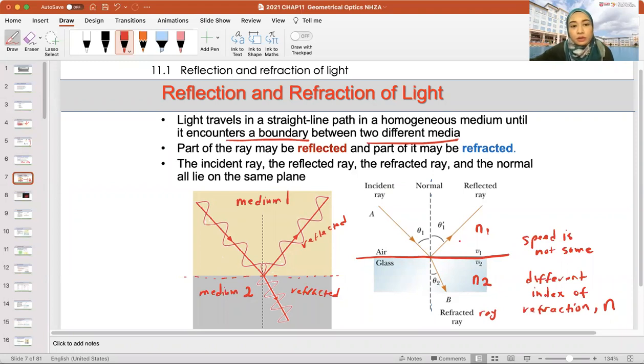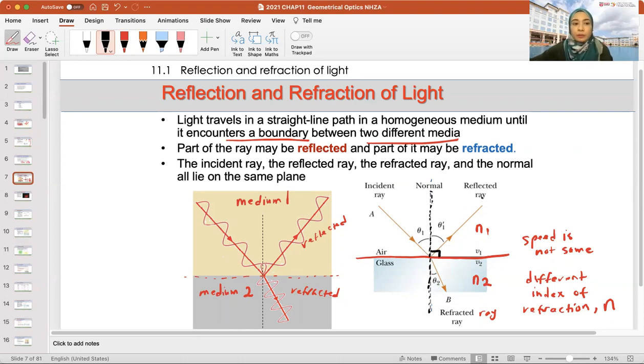When they have different speeds, or when they have different index of refraction, the light travels at different speed. When it travels at different speed, it will either move towards the normal or move away from the normal. Now, what is the normal? The normal is this guy over here. So it is always going to be perpendicular to your boundary, always.